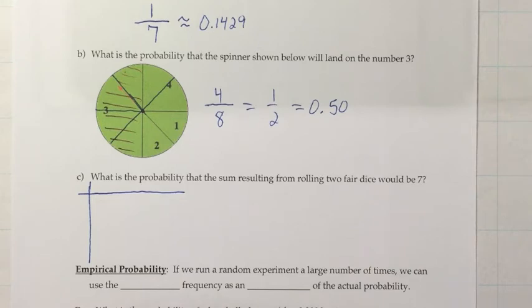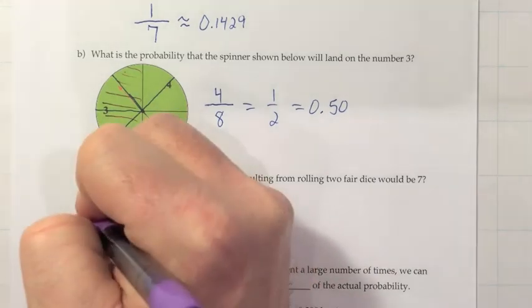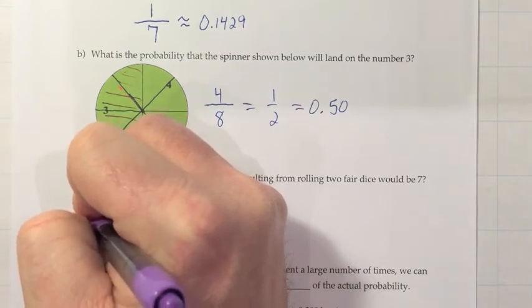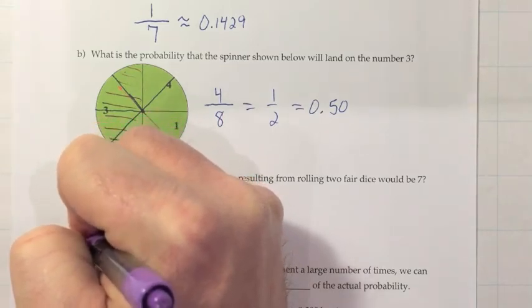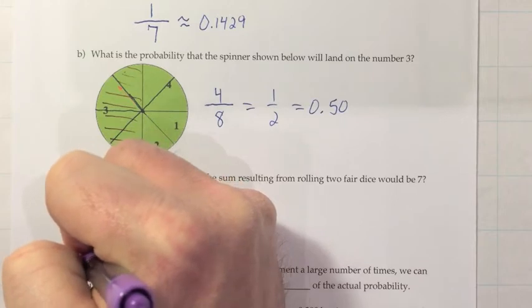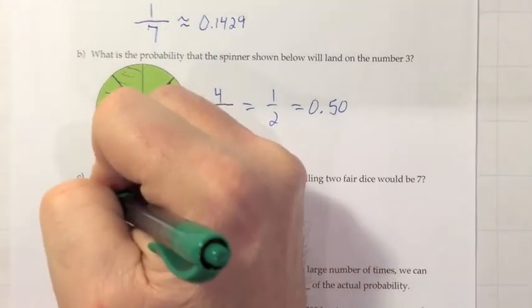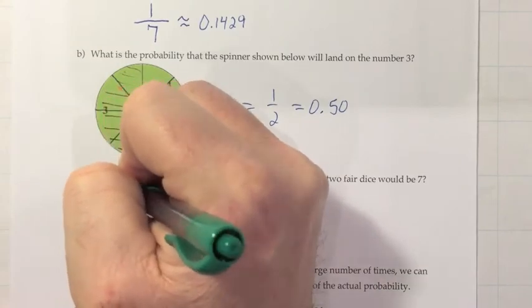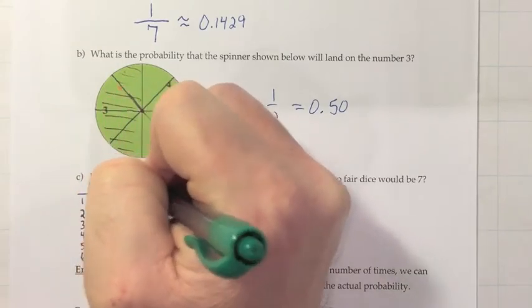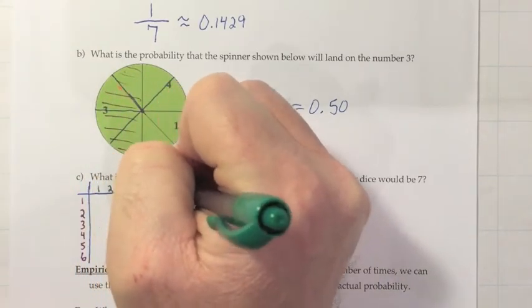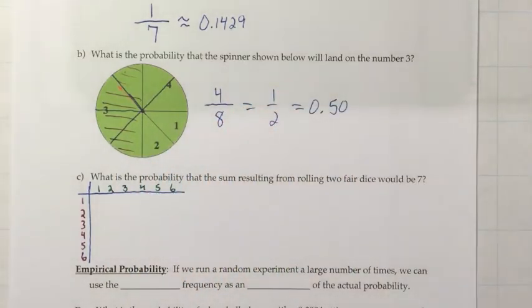This doesn't have to be the case, but I'm going to pretend one of the dice is purple and the other one is green. So on the purple die, you could get a 1, a 2, a 3, a 4, a 5, or a 6. And then on the green die, you could get a 1, a 2, a 3, a 4, a 5, or a 6.